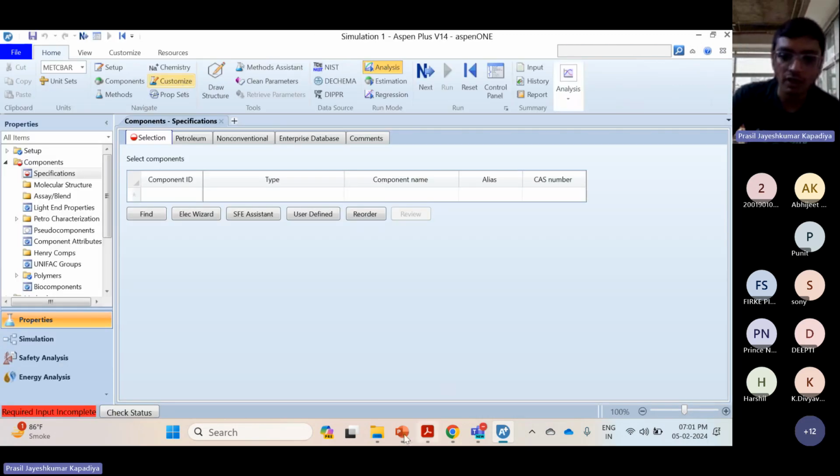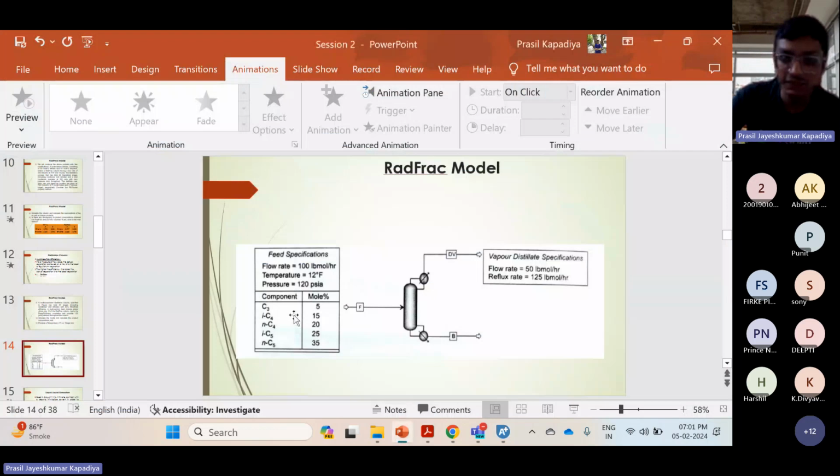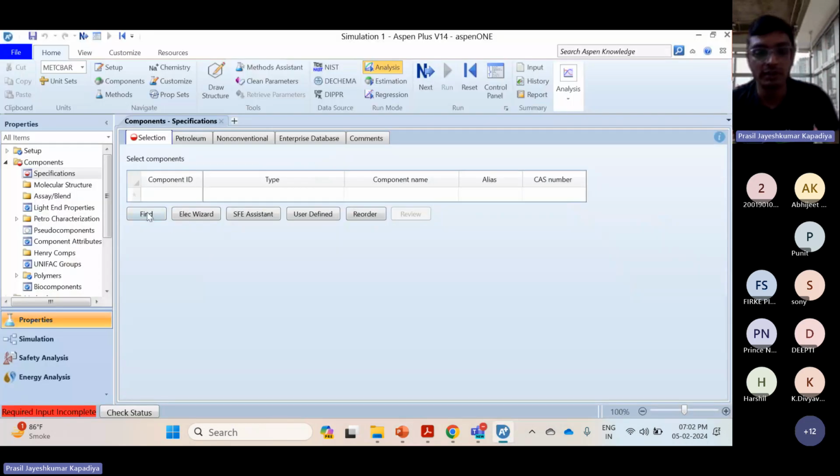Okay, so this is the problem statement that is given to us. Propane, C3 means propane, IC4 means isobutane, NC4 is n-butane, isopentane and n-pentane. So first I will add all the components.